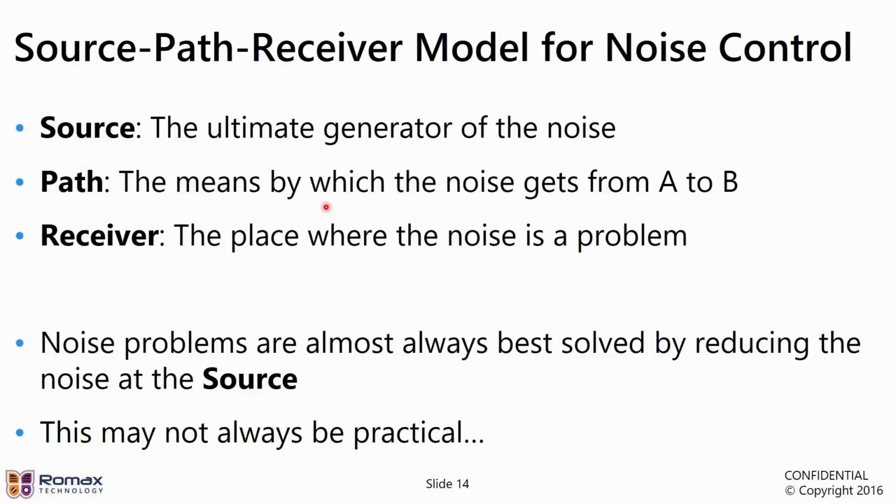And we can tackle noise problems by trying to improve each of these things: the source, path, and the receiver. But in most cases, we're almost always trying to reduce the noise at source, as that is usually the best approach. But that may not always be practical, so we do need to consider the other things as well, by making changes to how the vibration is transmitted, i.e. the path, and also remedial noise treatment in terms of protecting the receiver, in a car that might be the driver or the passenger in the passenger compartment.